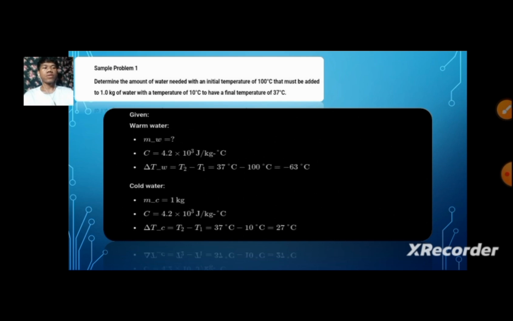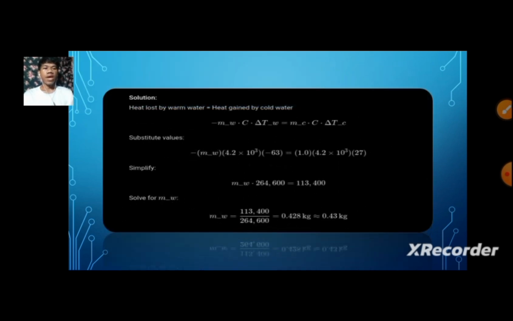We have here the solution. Heat loss by warm water is equal to heat gain by cold water. We have minus M_W C_W delta T_W is equal to M_C C_C delta T_C.